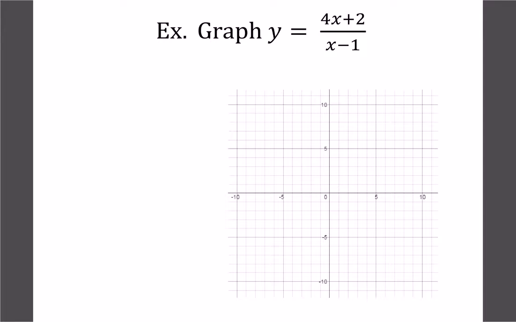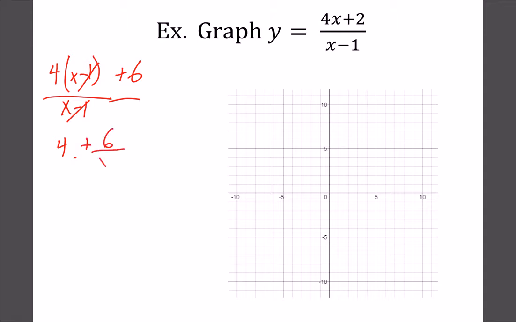Okay, so let's do one more kind of like it and we'll draw the graph. So let's convert this one. So we want to take that 4 out, and we want the top to be x minus 1. So 4 times x minus 1, if we FOIL that out, we'd have 4x minus 4. We want it to be plus 2, so that means we've got to add on a 6. So 4x minus 4 plus 6 would give us the plus 2. Now we can kind of cancel those out. So we'd end up getting 4 plus 6 over x minus 1. And we can rewrite it the other direction if we want.